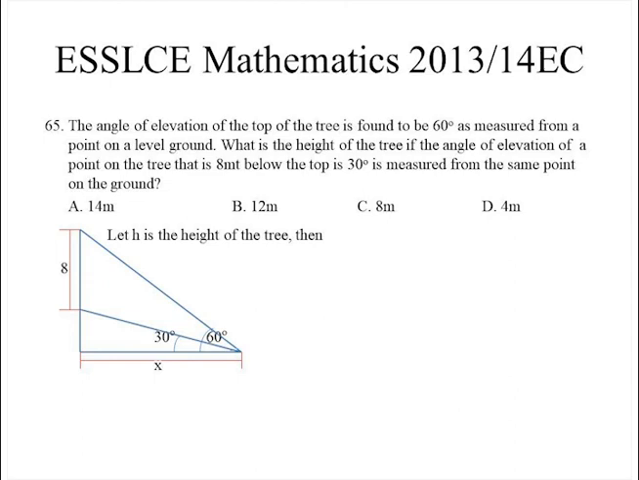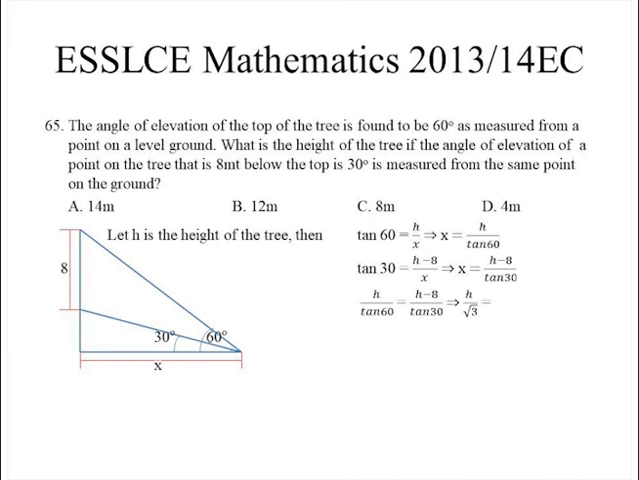Then tan 60 is equal to the opposite, which is h, divided by the adjacent, which is x. This implies x is equal to h over tan 60. Again, tan 30 is equal to the opposite, which is h minus 8, divided by x. Again, this implies x is equal to h minus 8 over tan 30. x in equation 1 is equal to x in equation 2. This means h over tan 60 is equal to h minus 8 over tan 30, which is h over root 3 is equal to h minus 8 over 1 over root 3.